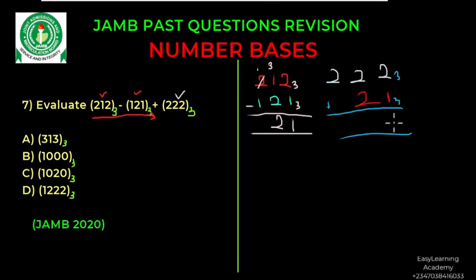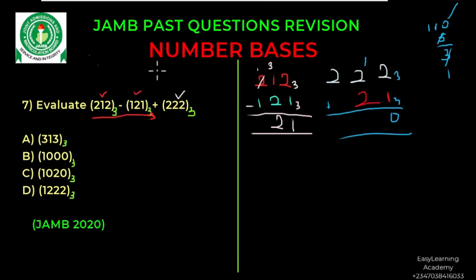2 plus 1 is 3. Since we are adding in base 3, we cannot write 3. 3 goes into 3 one time with remainder 0. So we write the remainder 0 first, and then carry the 1. Then we add 1 plus 2, that will be 3, plus 2, that will be 5.